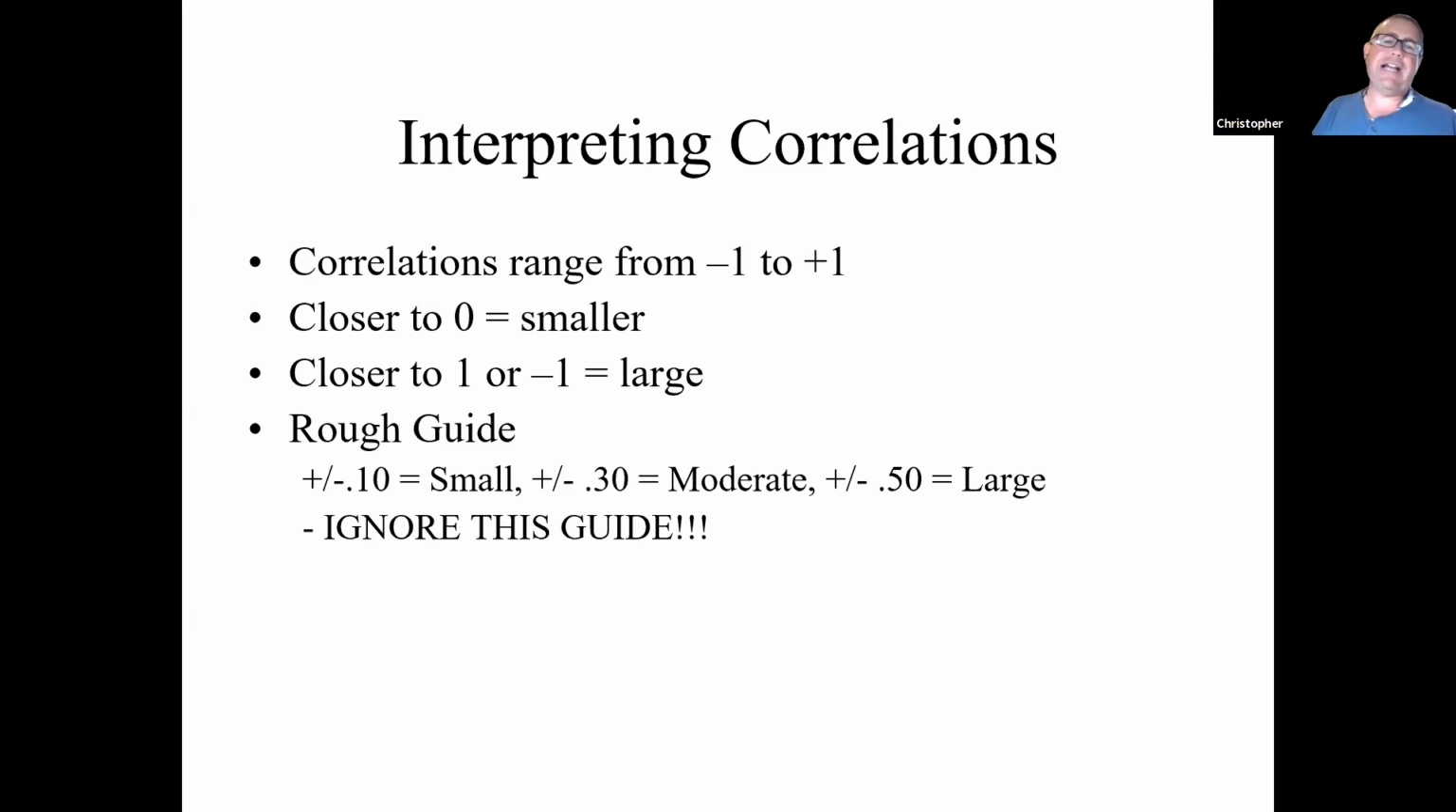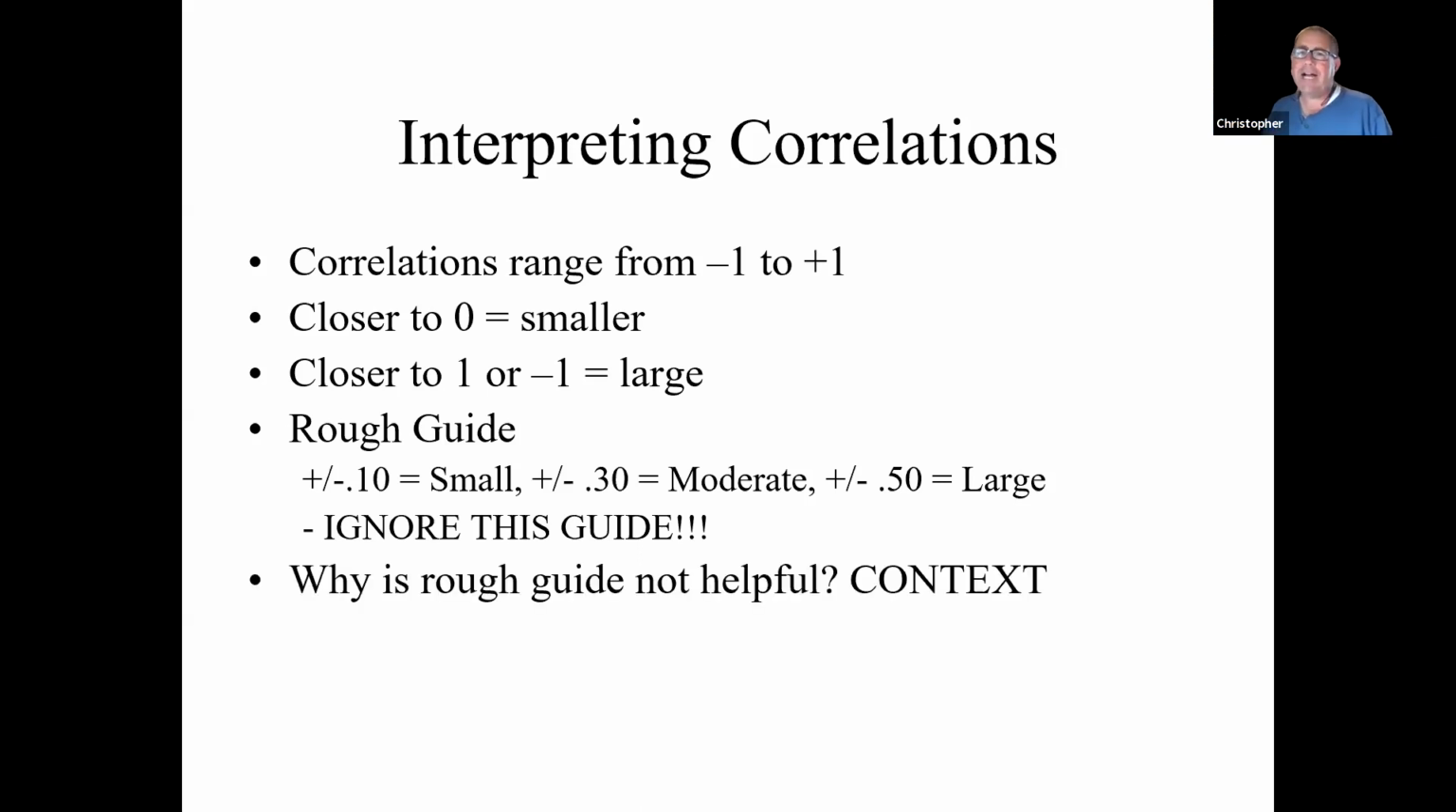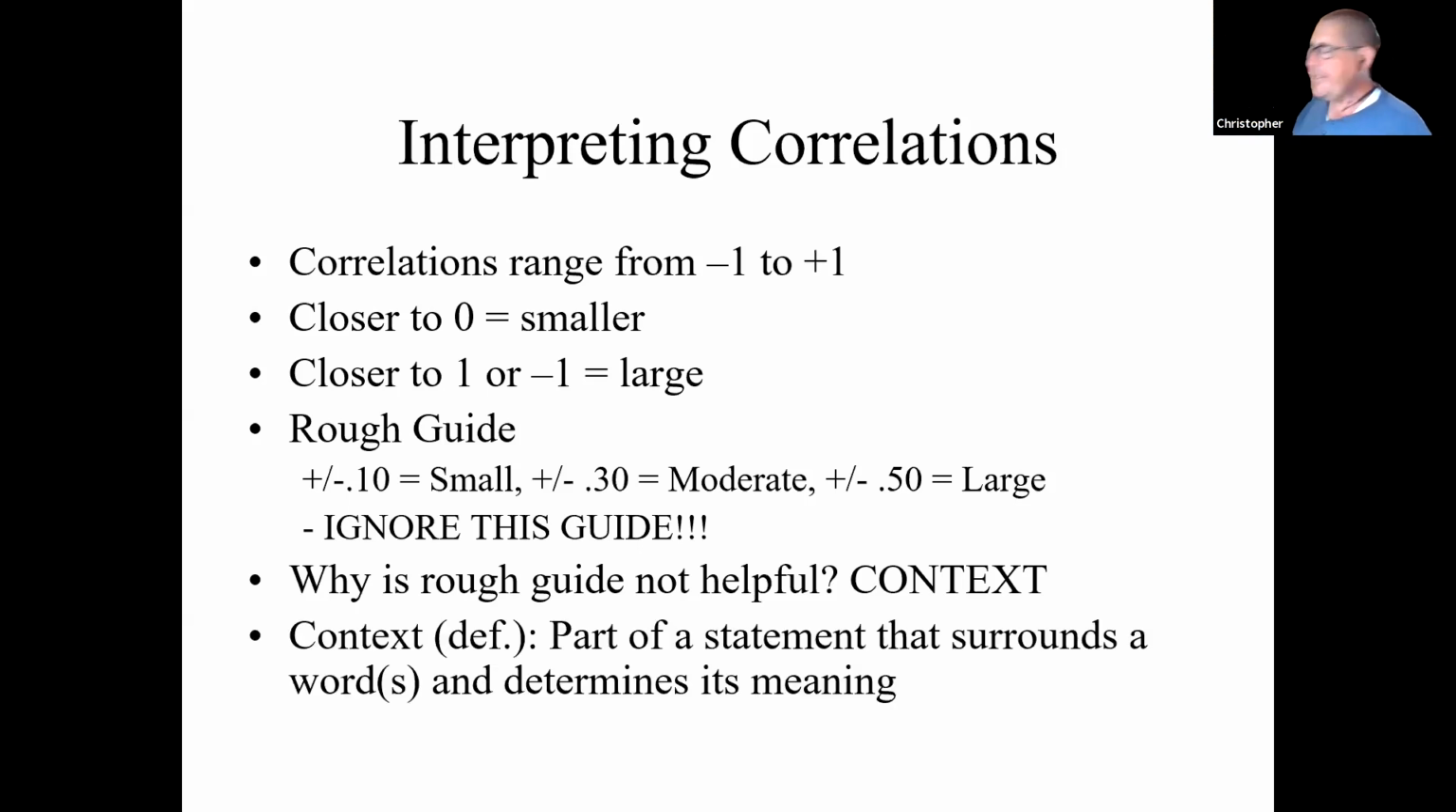All right, why isn't this guide useful? Well, it leaves out context. If we don't understand the context of the relationship, then we have no business making judgments about what's small or moderate or large.